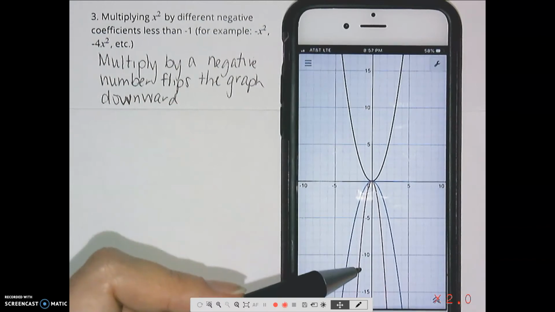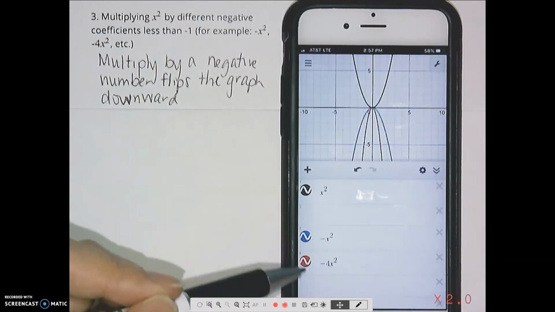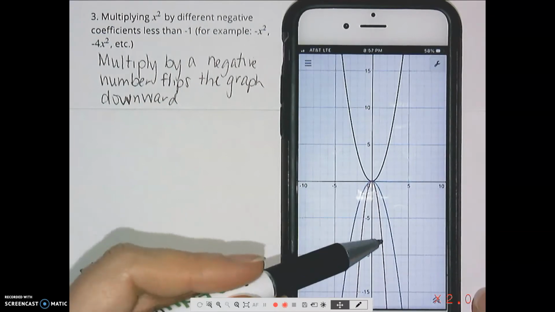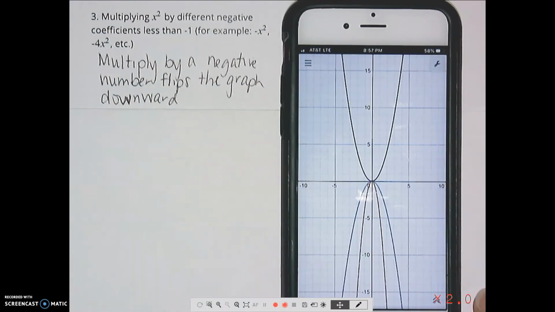Why does it make sense that the red one, remember, the red was negative 4x squared, why does it make sense that that one is skinnier? Well, that's because of the whole idea of multiplying by a number that's bigger than 1. So the negative part is what flips it over. The 4 is what makes it be skinnier than the original.